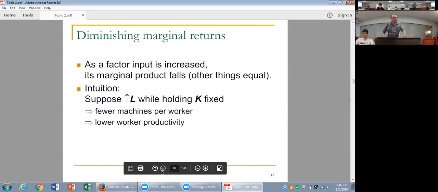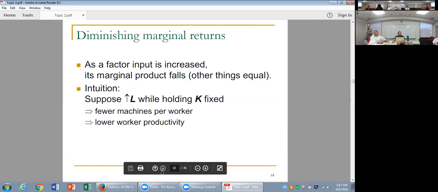Okay, so that's what we see here. The workers are becoming less and less productive because we have more workers, but the capital stock itself is fixed. Fewer machines per worker means lower worker productivity. So really, the only way to get around these diminishing marginal returns, which are a realistic part of this story, is by one of two things. How could you get around this problem?